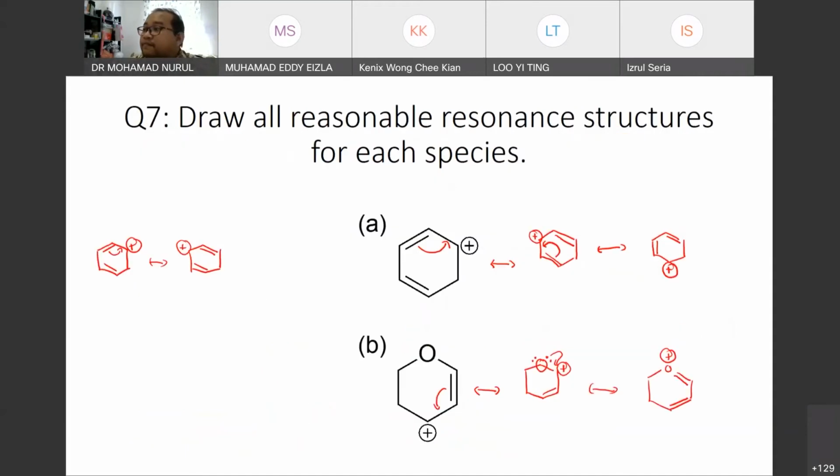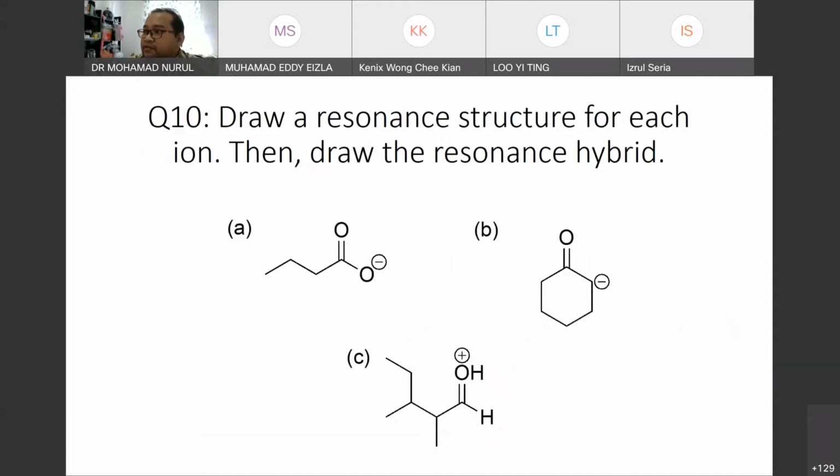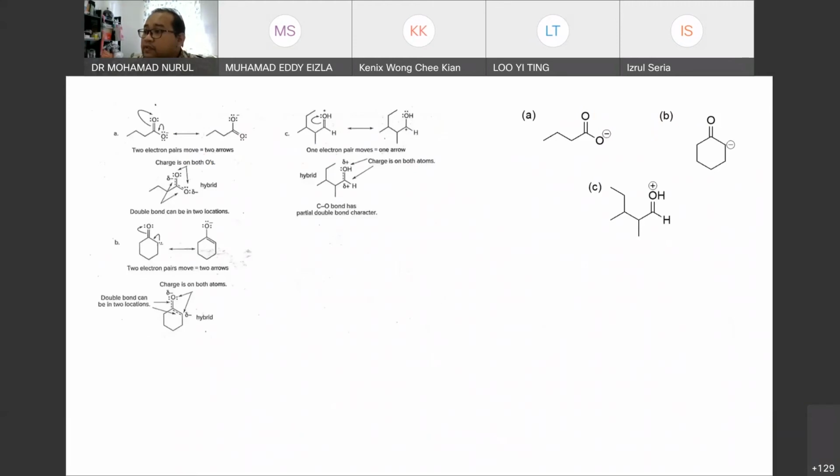Okay, next. Draw the resonance structure for each ion, then draw the resonance hybrid. So you have to draw all the resonance structures, and lastly, draw the resonance hybrids. Okay, this is the first one. What you can do is just move the pair of electrons. If you are confused, just draw it like a Lewis acid. Draw the pair of electrons here, 1, 2, 3, like this. And after that, move an electron here. Carbon has to follow the octet rule.